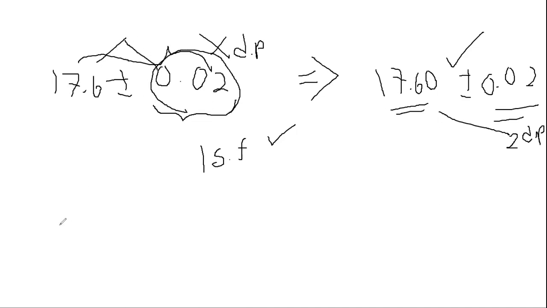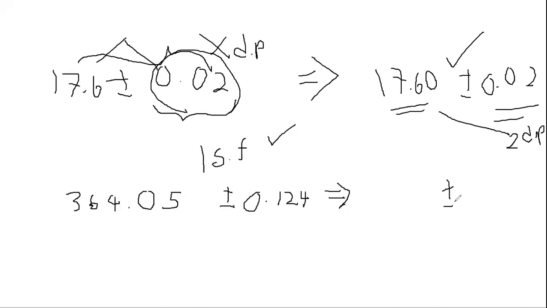Okay, another reading. 364. Let me give you one. 0.5, okay, plus minus 0.124. Okay, please write it in the correct way of writing the uncertainty.